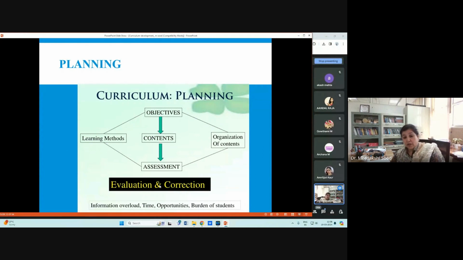Okay, so now if I talk about the OBE based curriculum, everything should be in place: the objectives or outcomes, and what we have already done, outcomes at the course, at the program, at the PO level, everything. And based on that, contents should be framed, learning methodologies, organization of the contents, and once this is done, then the assessment part also should be there. So this is how the OBE model curriculum planning is done.